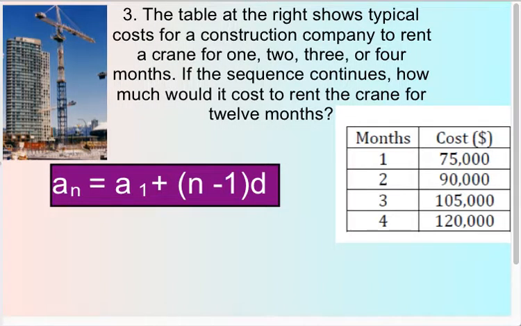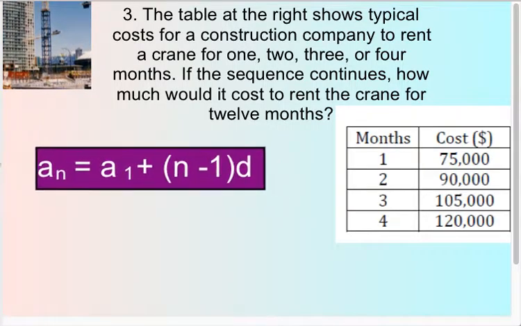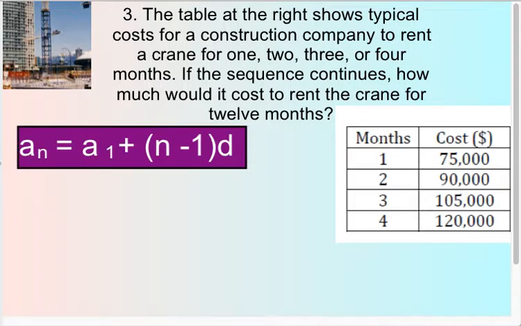The table at the right shows typical costs for a construction company to rent a crane for 1, 2, 3, and 4 months. If the sequence continues, how much would it cost to rent a crane for 12 months? There's our little crane that we're going to rent. Here's our formula for the nth term. Now, they want us to go 12 months in. So the first thing I'm going to say is this. n is equal to 12.